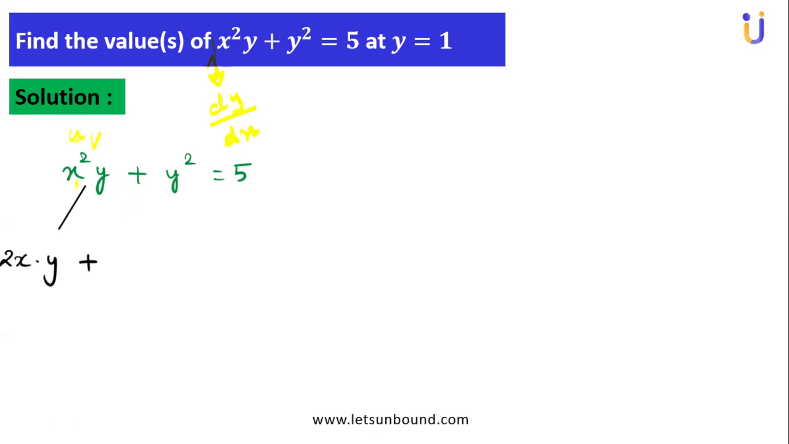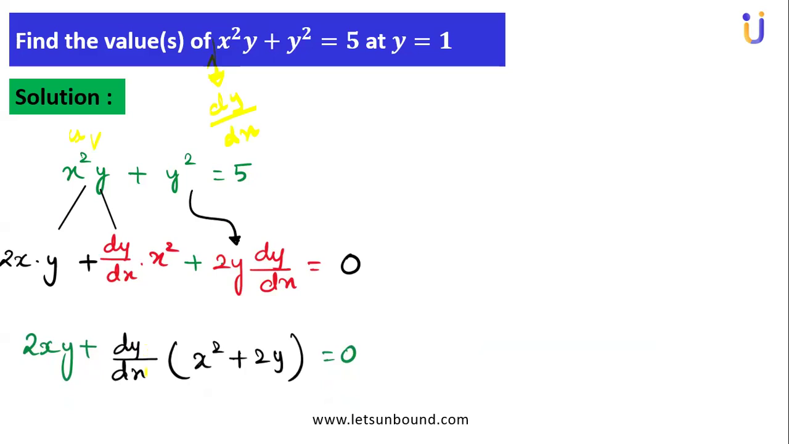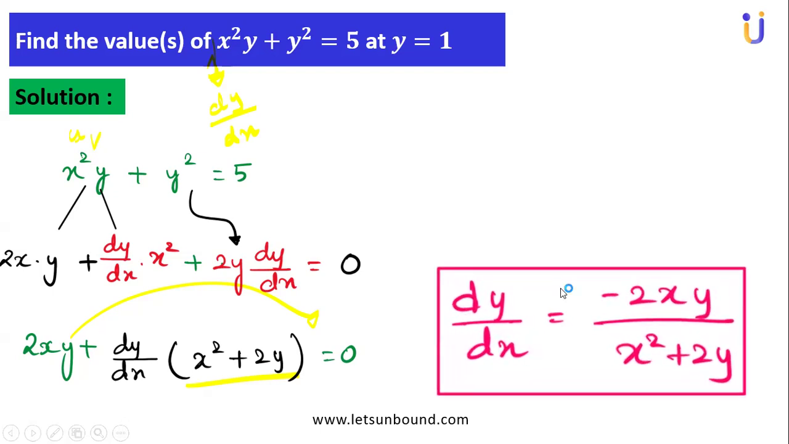So first differentiate that: 2x and y as it is, u dash and v as it is. Then dy by dx into x square. Then 2y dy by dx equals 0. So implicit differentiation applied. Then 2xy plus dy by dx you take common, x square plus 2y equals 0. And you have to make dy by dx the subject. So take 2xy over there, it will go minus 2xy, and this will go to the denominator. This is dy by dx.